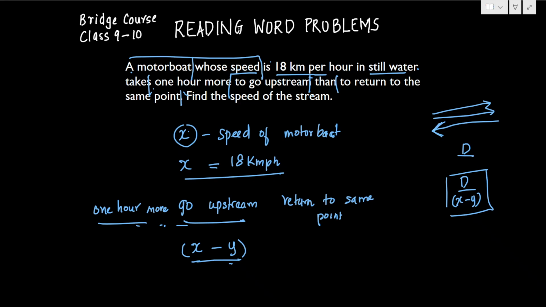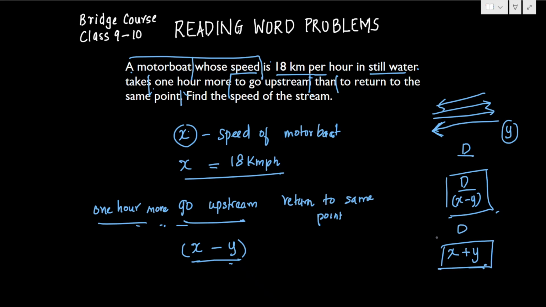So when it's coming back, the boat will come with a speed of x, which is a nominal speed, plus y, because the water is flowing in this direction and it will push the boat and make it go faster. How much faster? With the speed of the water. If the water speed is y, then the speed of the boat when it's coming down is x plus y because it's going to be faster. When it's going up, it is x minus y.